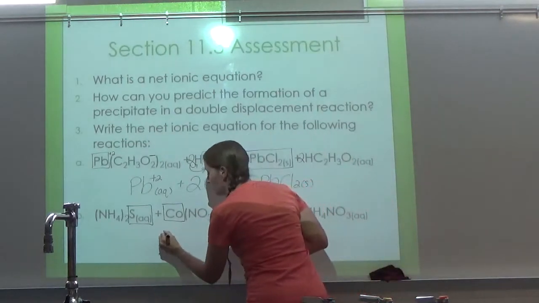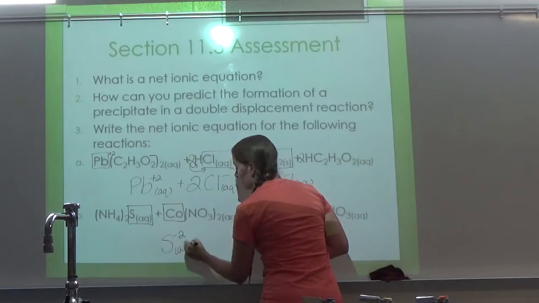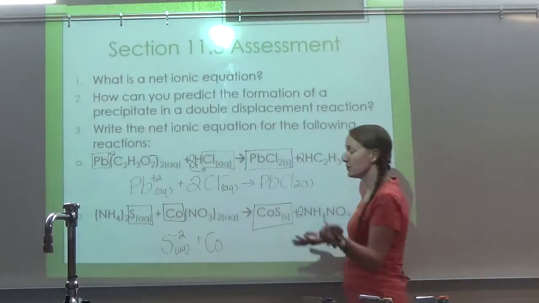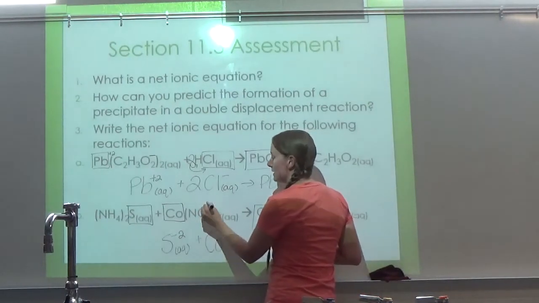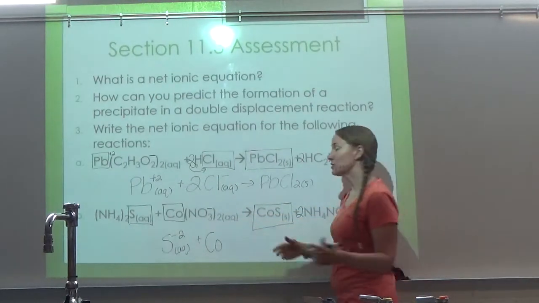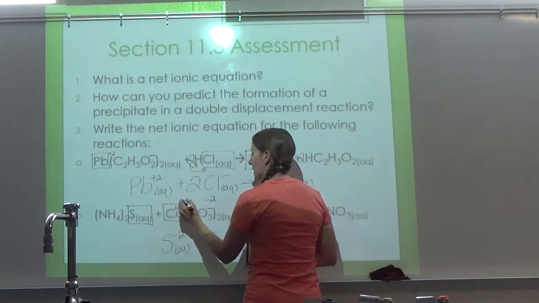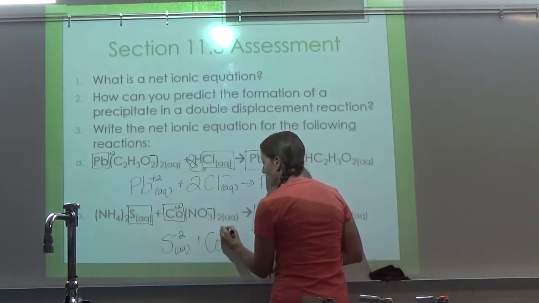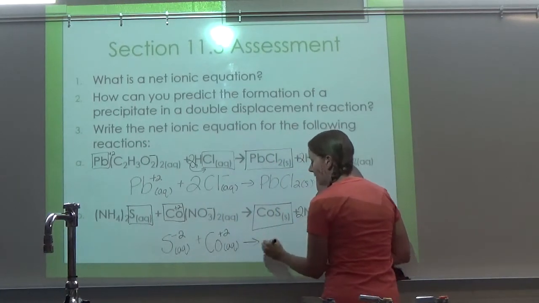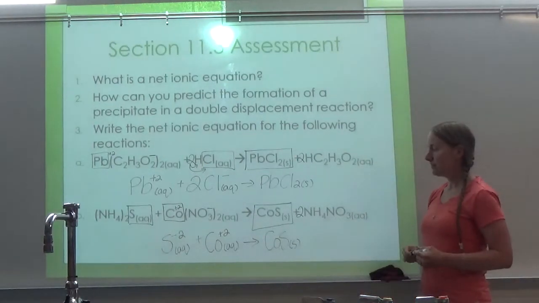So sulfur is in group 16, so it has a -2 charge, and it is aqueous. Co is a transition metal, so it can have multiple charges, so we just look at what it's bonded to. NO3 is a -1, that's on your polyatomic ion sheet, but there's 2 of them, so that's really -2. So what cancels out a -2? A +2. So cobalt is going to have a +2 charge, but it's also aqueous. And they're going to bond together to make a solid. So hopefully you got that right.